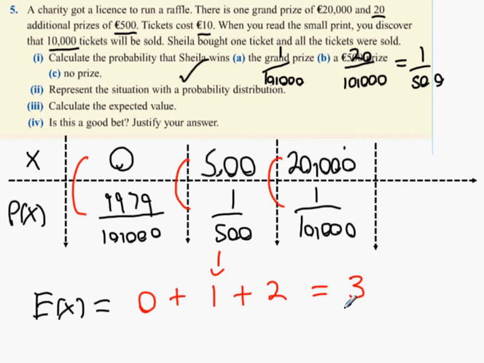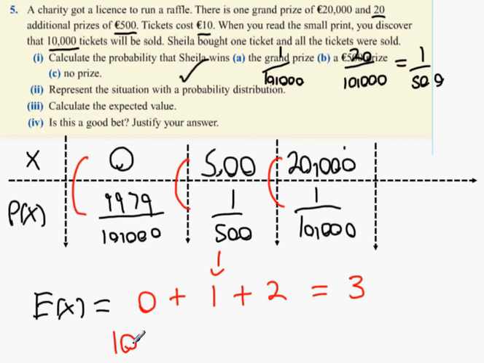No, it does it itself. It does it by multiplying the probability by the number. So you just multiply the score by the probability and it averages it for you. Okay? How much are the tickets? Tickets cost €10. Is it a good bet?